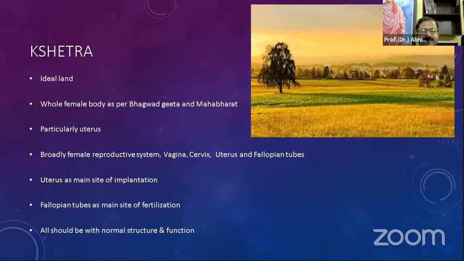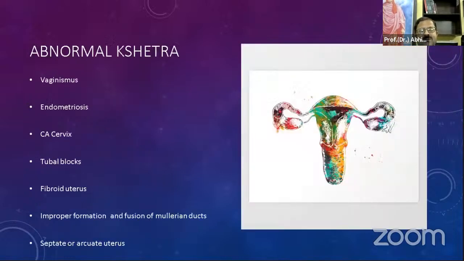Fallopian tubes are the main site of fertilization. Uterus is the main site of implantation. You all know this, and all should be in the normal structures. So after Rutu, the Kshetra means the female reproductive organs which are needed for proper embryogenesis. Now, what is the abnormal?